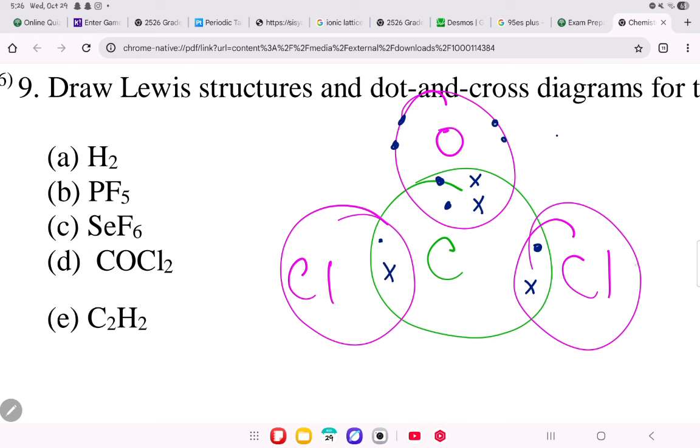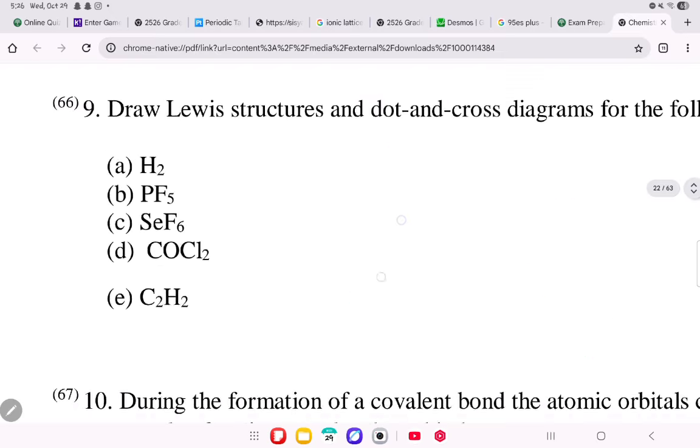There's 7 valence electrons in chlorine. We already used 1, so there's 6 left. So it will be 1, 2, 3, 4, 5, 6. Same exact thing here, 1, 2, 3, 4, 5, and 6. So as you can see, this is what it's supposed to look like. And it's the same exact concept for C2H2.